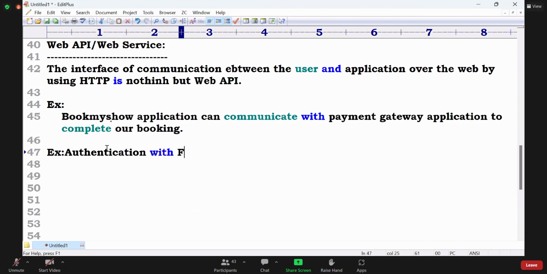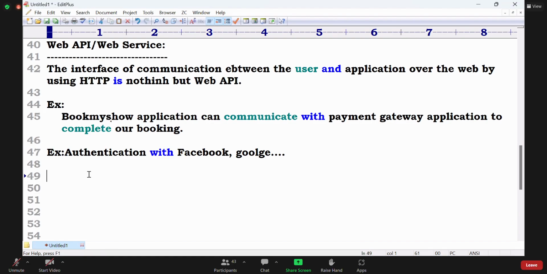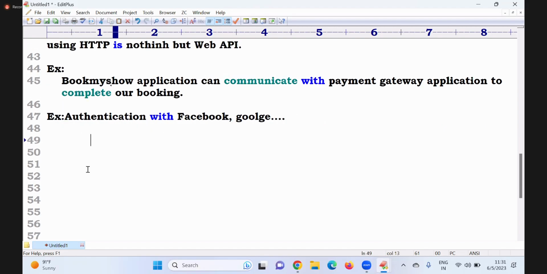Authentication with Facebook, Google, all these need one API service. That API is nothing but, sir, web API. Authentication means checking whether you are valid or invalid. Authorization means once you are valid, whether you are the right person to do the services. Sir, like that, now the end user is there.